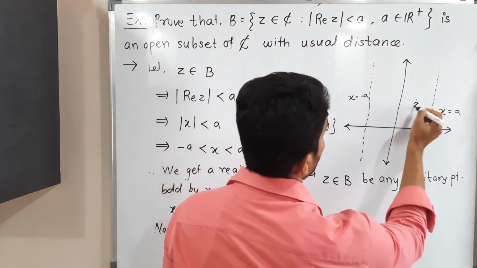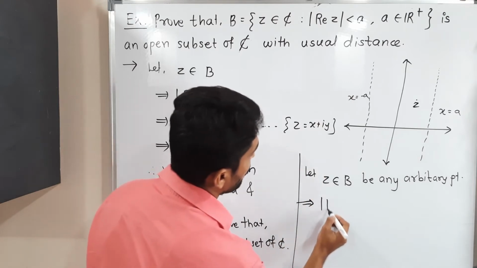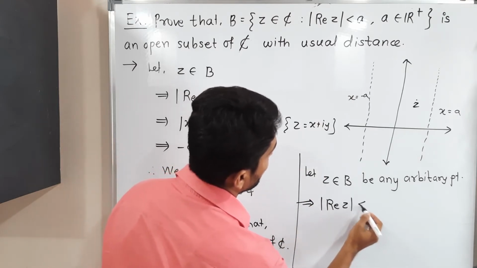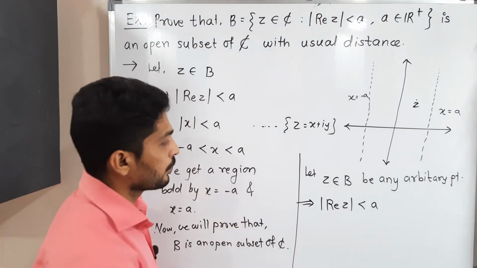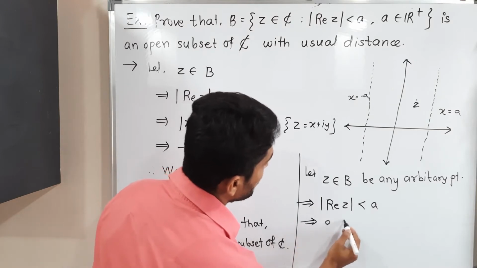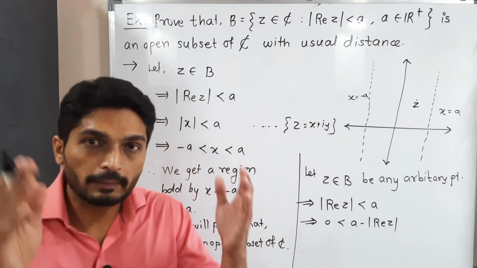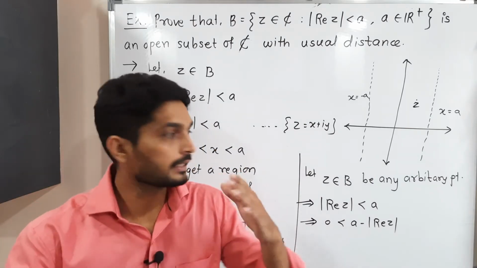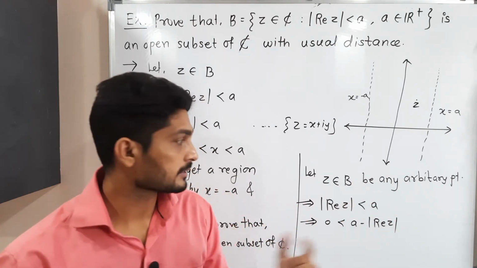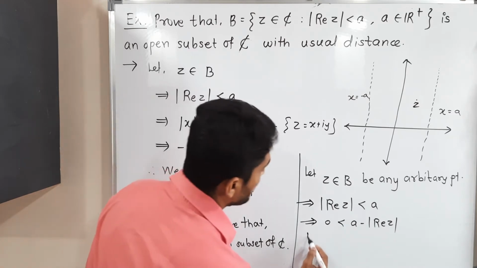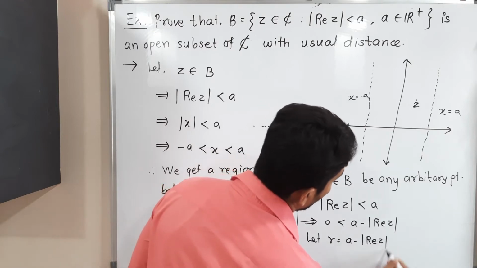Suppose z is here. I have taken it, so obviously it will satisfy the condition. Therefore mod of the real part of z is less than a. So we can write 0 less than a minus mod of the real part of z. What I have done is shifted the mod of the real part of z to the other side; it had a plus sign, so after shifting it has a minus sign. I will call this positive number r. So let r equal a minus mod of the real part of z.